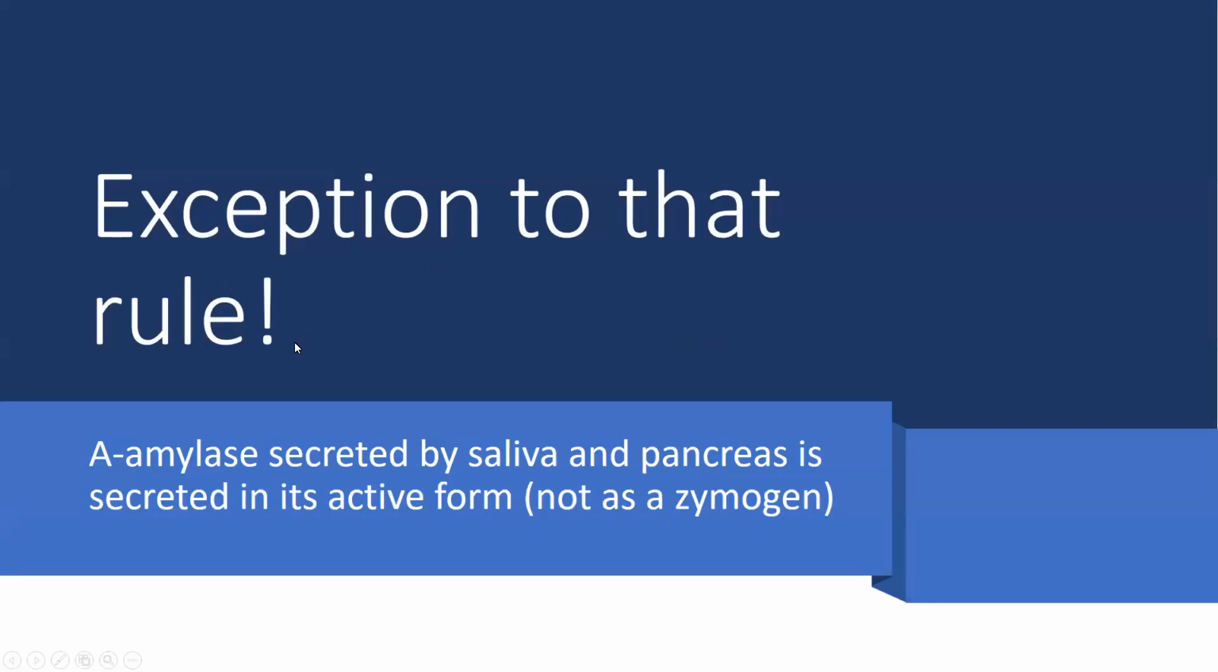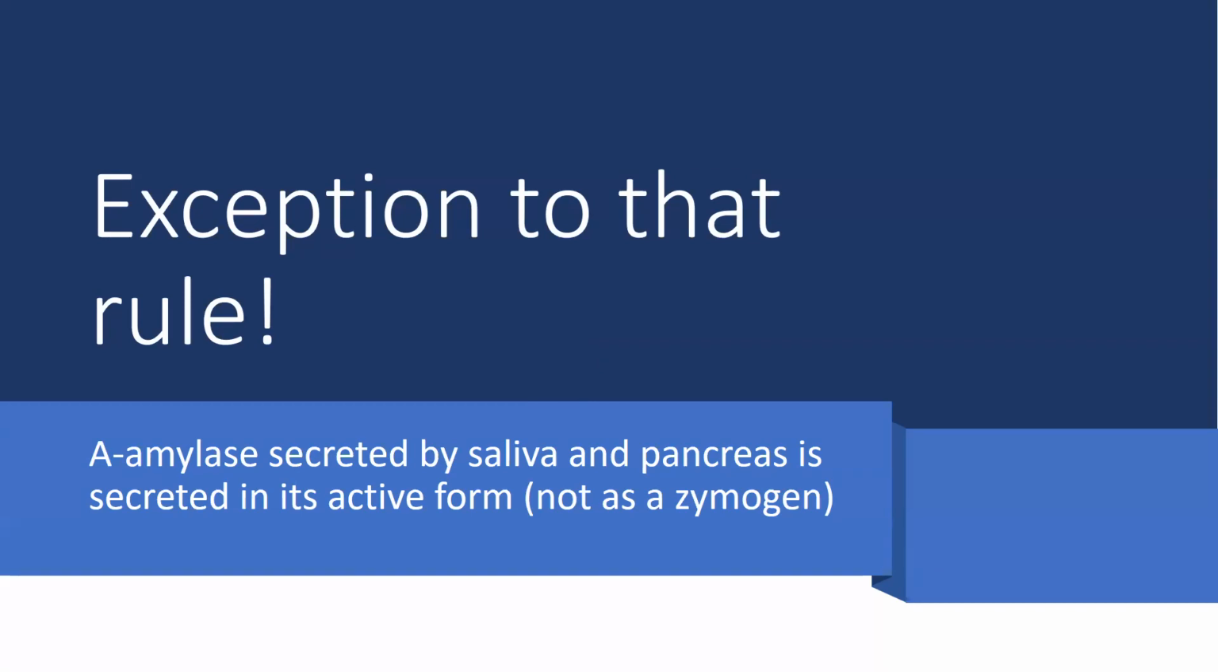Now, the exception to all of these is alpha amylase, which is secreted by saliva and the pancreas in its active form. So alpha amylase is the one that's secreted active. It does not need to be converted into its active form. And alpha amylase digests what?